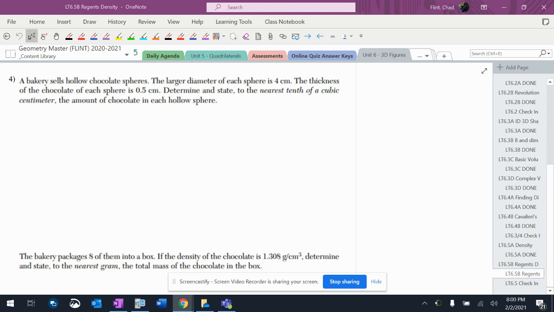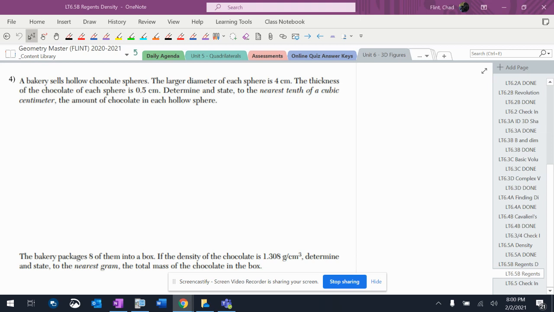So this one says a bakery sells hollow chocolate spheres. The larger diameter of each sphere is 4. The thickness of the chocolate of each sphere is 0.5. Determine and state, to the nearest tenth of a cubic centimeter, the amount of chocolate in each hollow sphere.